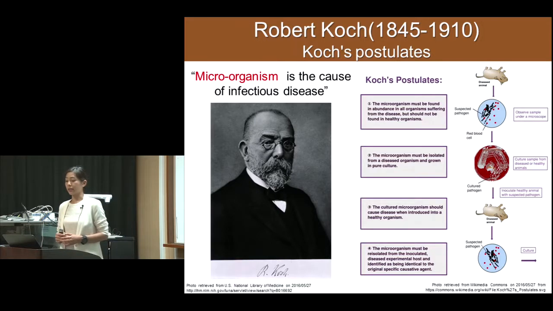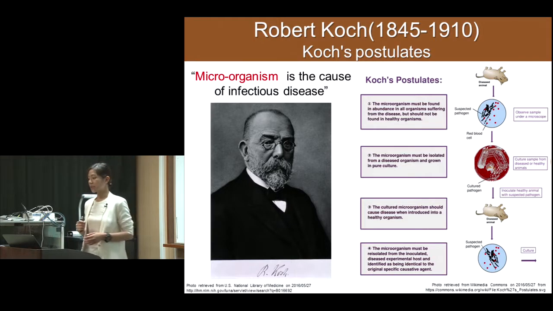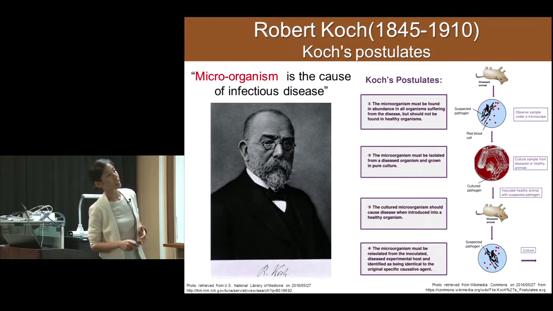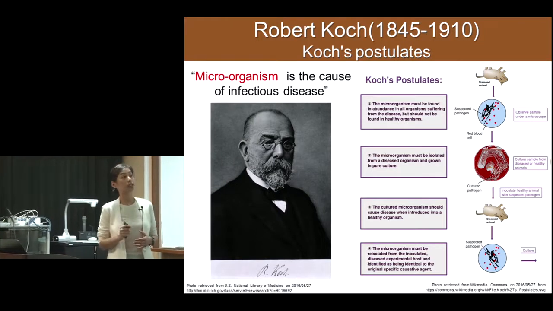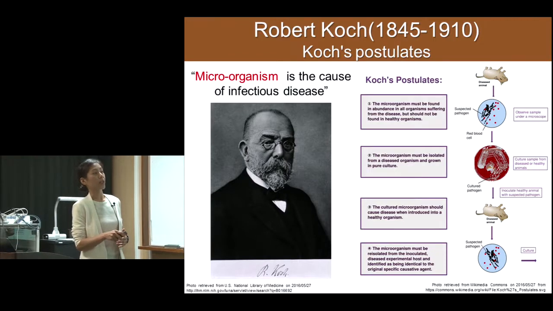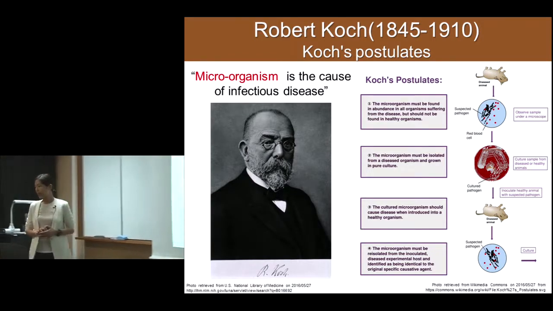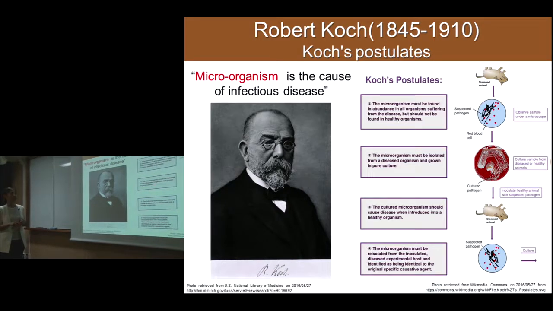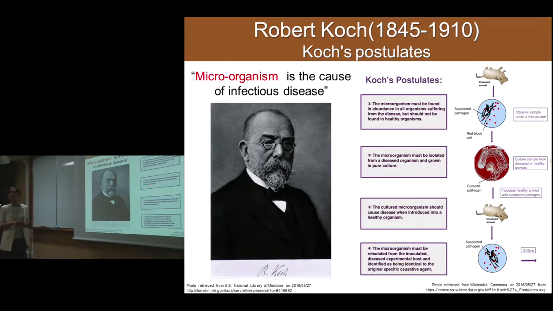Inseparably linked to Pasteur in bacteriology is Koch, who studied the causal relationship between a causative microbe and disease. Koch proposed a postulate, which is a series of conditions that must be met for a microorganism to be considered a cause of disease. The postulates are written here in the slides: the microorganism must be found in the organism suffering from the disease, and it should not be found in a healthy organism. Also, the microorganism must be isolated from a diseased organism and be able to grow in a pure culture.